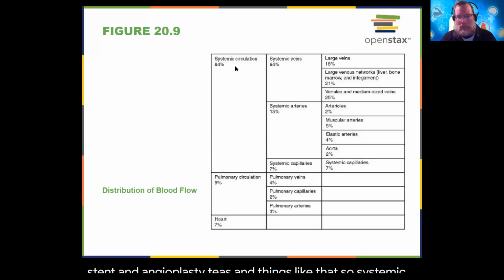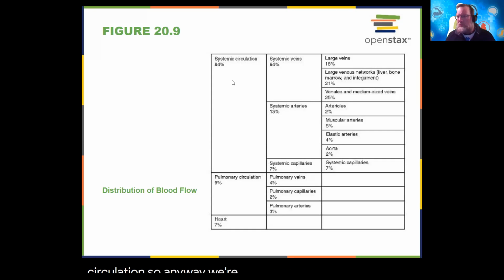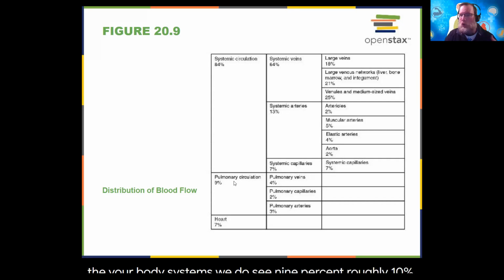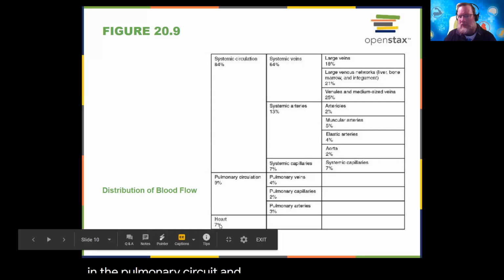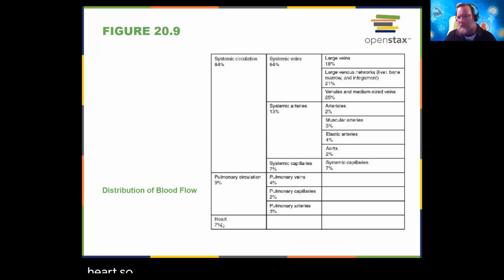So systemic circulation. So anyway, where's all this blood? Where's this 5 liters of blood? Well, 84%, so most of it is going to be in your body systems. We do see 9%, roughly 10%, in the pulmonary circuit, and then about 7% in the heart. So anyway, that's just FYI.